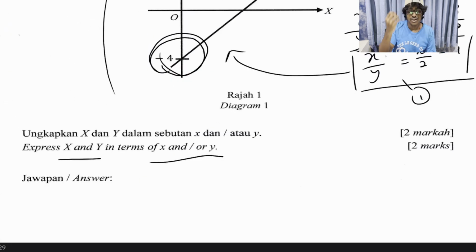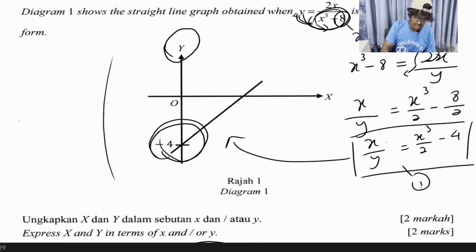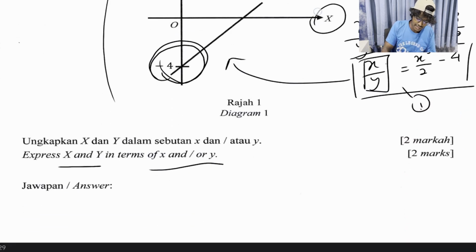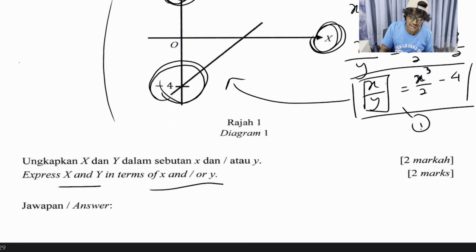So as for the final answer, this will be 1 mark, and for the next mark, what we're gonna do is we're gonna start to symbolize. So this y stands for this x over y, and this x stands for x to the power of 3. Why do I say that? Obviously it's saying x to the power of 3 over 2, right? It should be x to the power of 3 over 2.